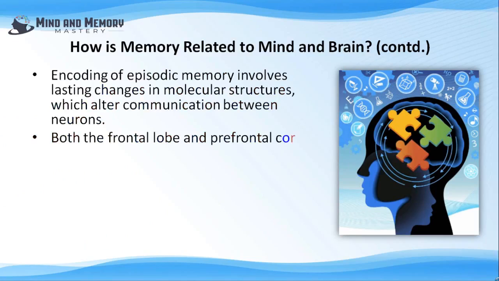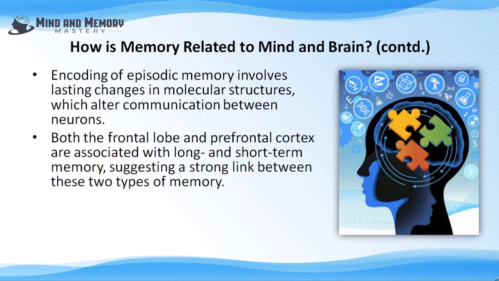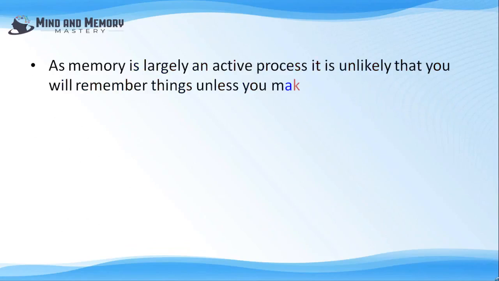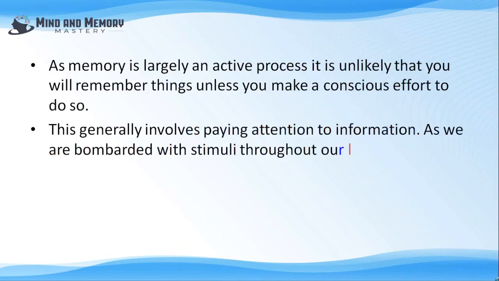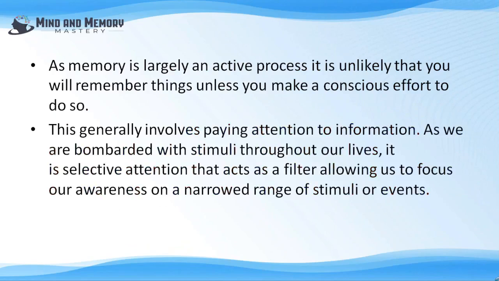Both the frontal lobe and prefrontal cortex are associated with long and short-term memory, suggesting a strong link between these 2 types of memory. The hippocampus is integral in consolidating memories, but does not seem to store memories itself. As memory is largely an active process, it is unlikely that you will remember things unless you make a conscious effort to do so. This generally involves paying attention to information. As we are bombarded with stimuli throughout our lives, it is selective attention that acts as a filter, allowing us to focus our awareness on a narrowing range of stimuli or events.